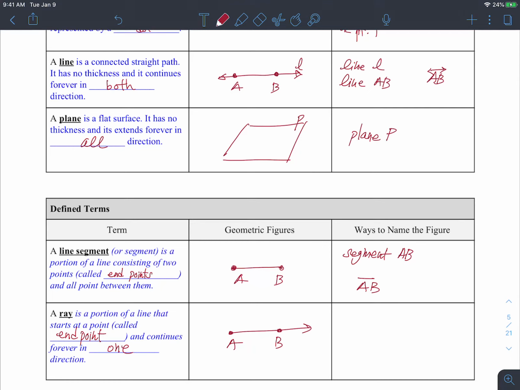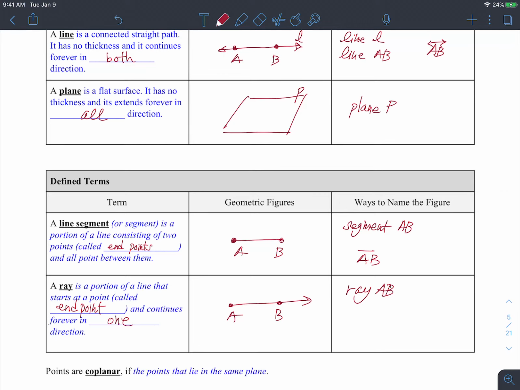So once again, we could literally write the word ray AB, but as you know, we like to put a shortcut to that. It is draw a little ray on top of the letter AB, but be careful. In this particular case, that's the endpoint, means that A is the endpoint. And what that means is that the ray goes through point B.